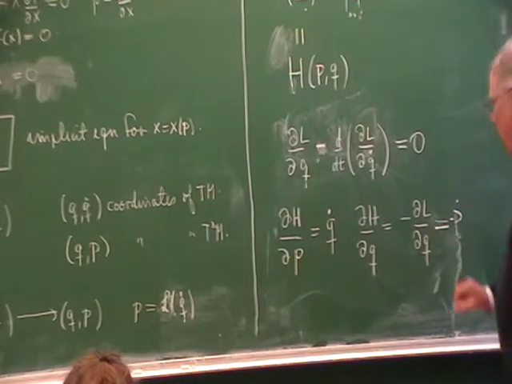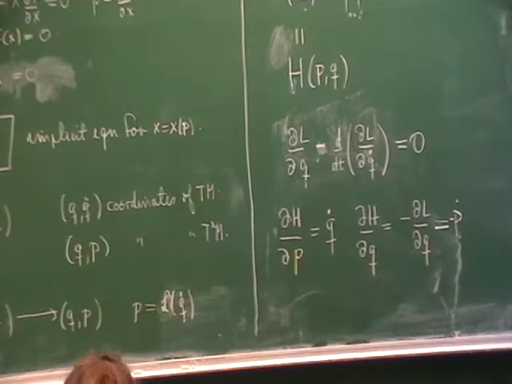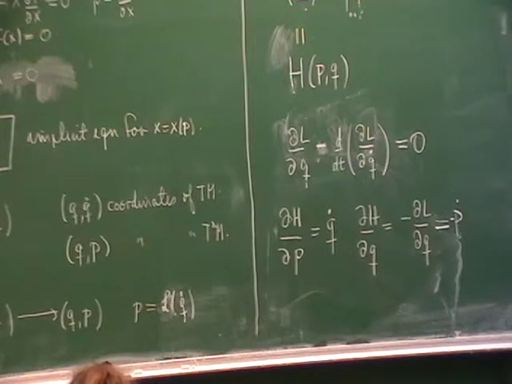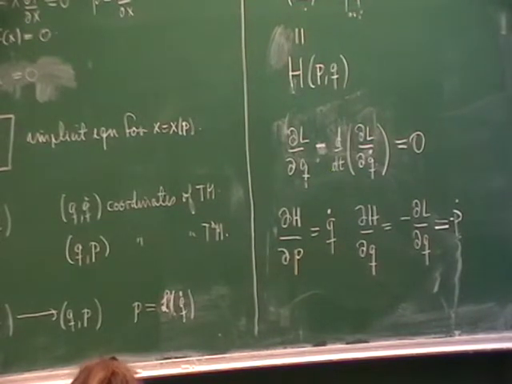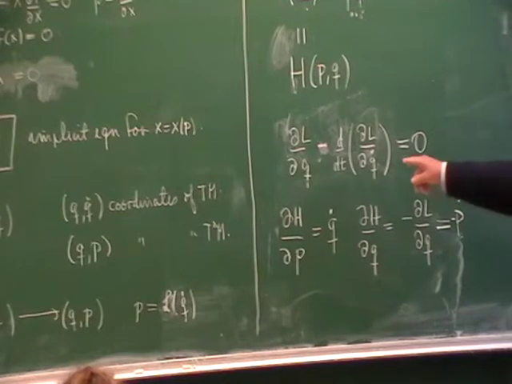Minus. Right? You get it again? Was that plus P point? The derivative of P. This is a differential equation. Again, this is the Legendre equation.